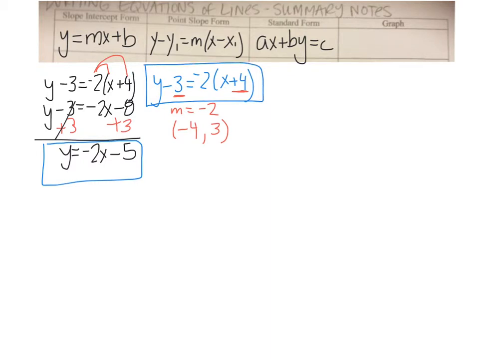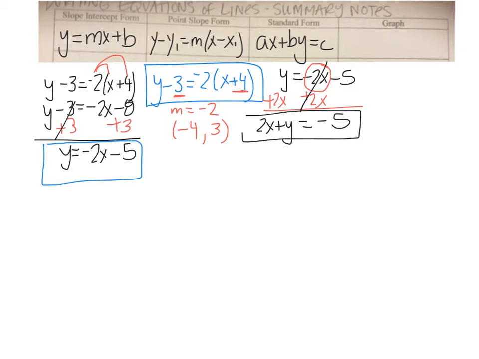Now I'm really close to standard form. If you remember, we took slope-intercept form and we moved the x term to the other side to put it in standard form. So if I add 2x, I'll get 2x + y = -5.